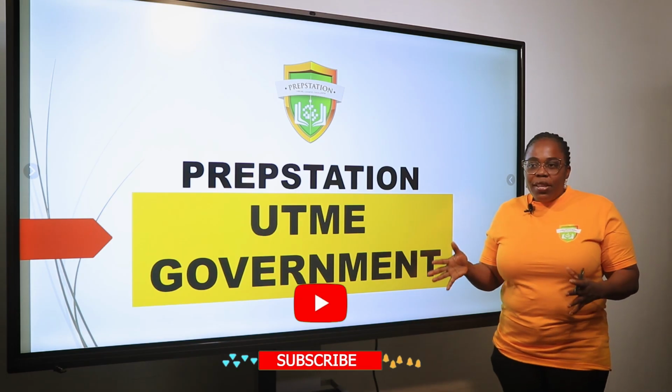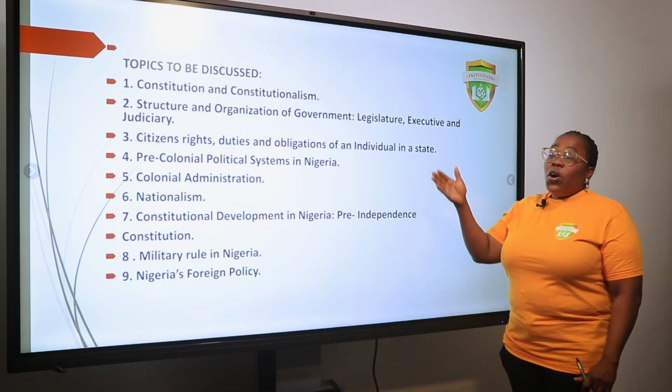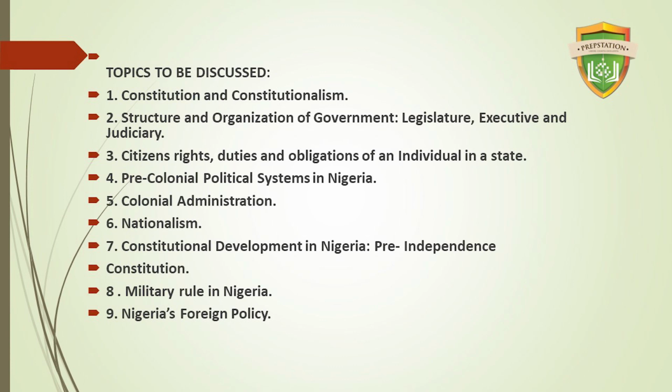Today we'll be looking at some topics, and these are the line of topics we'll be looking at. First on our list is Constitution and Constitutionalism. Secondly, we have Structure and Organization of Government. We'll be looking at the Legislature, Executive, and Judiciary. Then we have citizens' rights, duties and obligations of an individual in a state. Then we have pre-colonial political systems in Nigeria, then colonial administration, nationalism, constitutional development in Nigeria, pre-independence constitution, military rule in Nigeria, and finally we'll be looking at Nigeria's foreign policy.